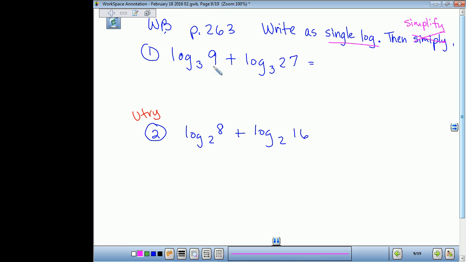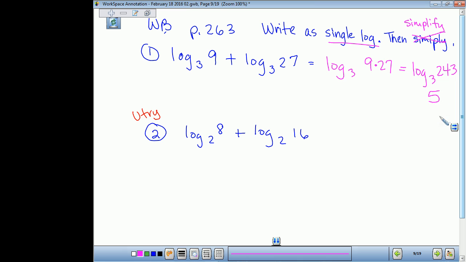When did we add the exponents? We add the exponents when we were doing what with the bases? Multiplication. So this we can write as multiplication. Okay, and what is, I'll tell you. 9 times 27 is 243. Does anybody know what power we can raise 3 to and get 243? Yes. This one is 5.